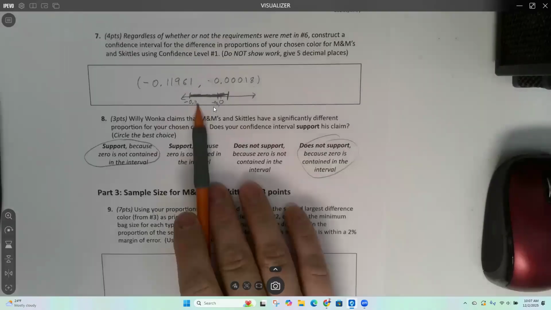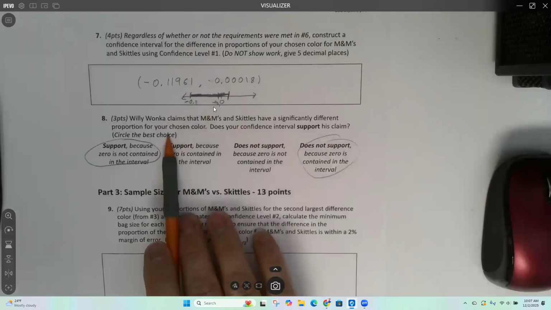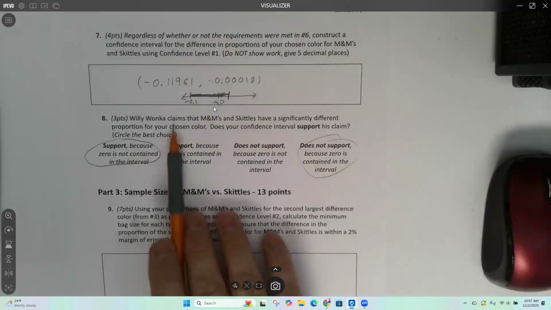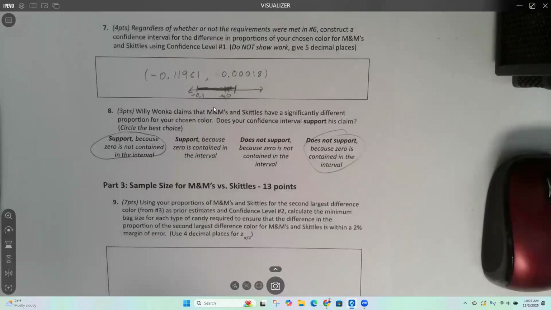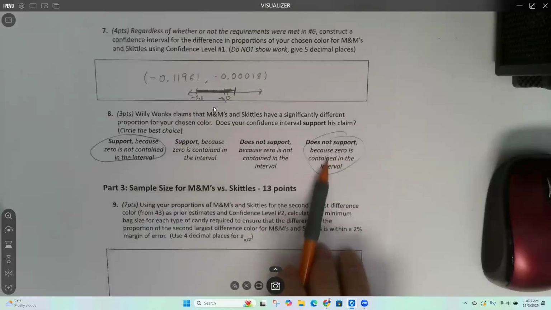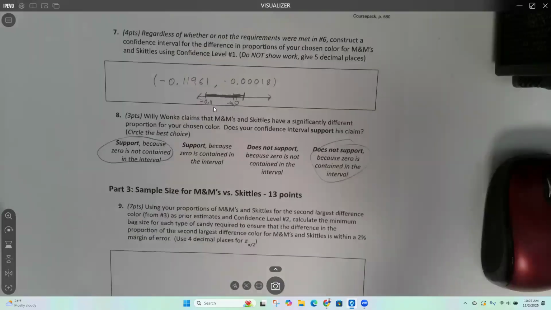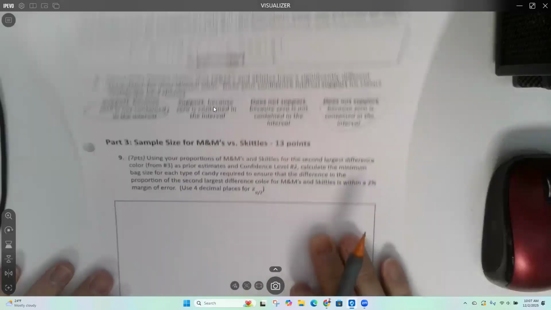This is basically hypothesis testing, where he's giving us this claim and asking us to support that claim or not, which is the same as rejecting the null hypothesis or not rejecting the null hypothesis. These two are very similarly related. All right, so your answer is one of those.